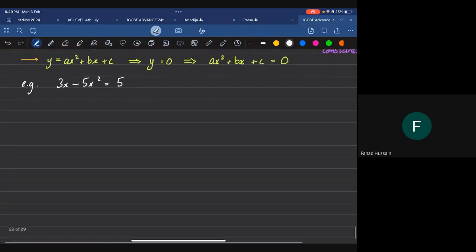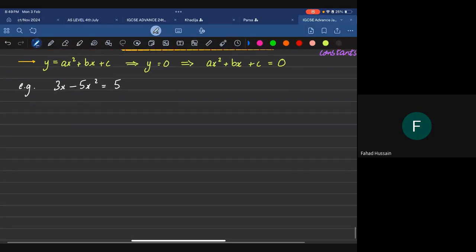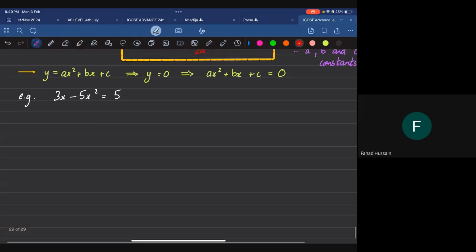Actually, a part of the answer is like 3 plus minus root of negative 91 divided by 10. Okay, wait.